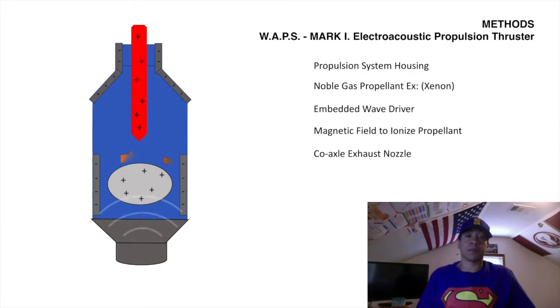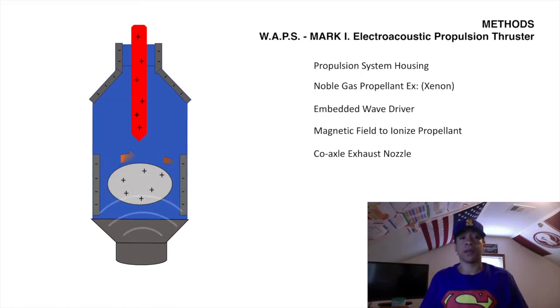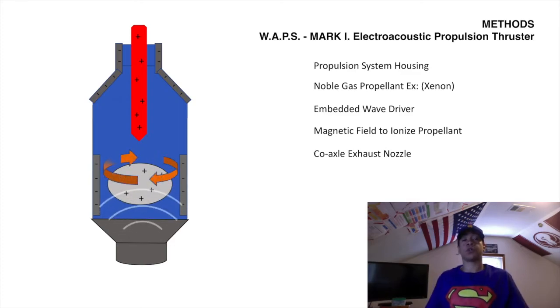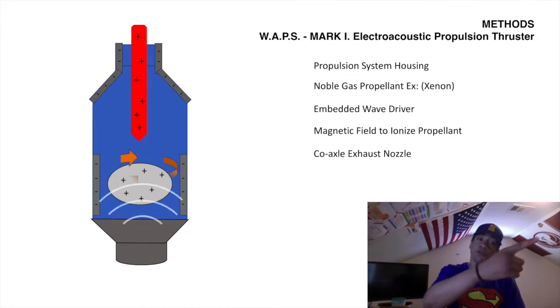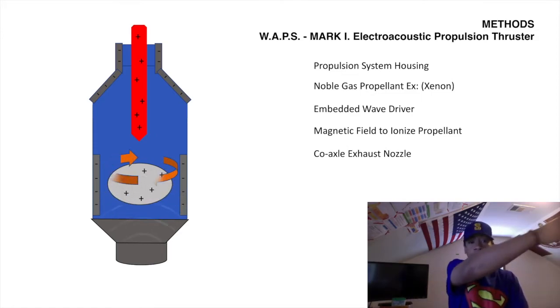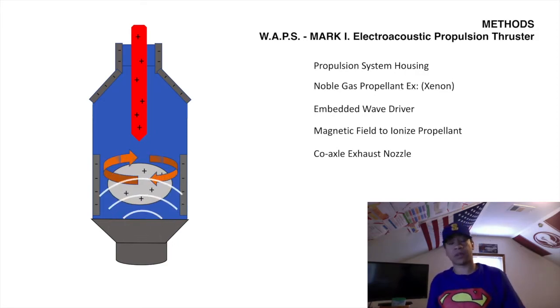Our current system plans on using a coaxial exhaust nozzle. Basically, we're just using that because Maxwell's corkscrew and the right-hand law of electromagnetic wave and particle transfer shows that particles, when traveling in a magnetic wave, are going to take a rotational pattern. They're not going to move straight. They're going to move in a rotational pattern, like a sine wave or any other wave.